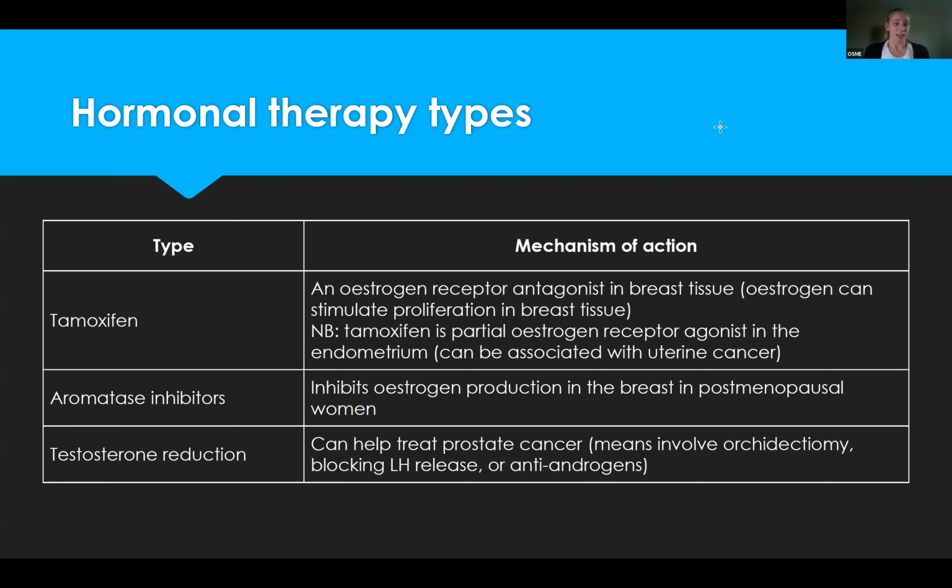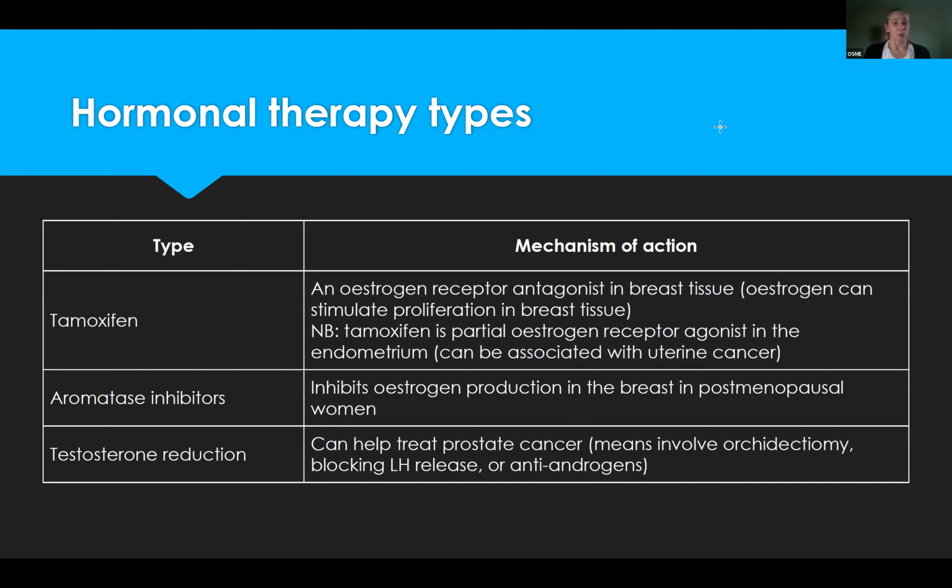Aromatase inhibitors are quite commonly used in postmenopausal women because after menopause, the aromatase pathway is the main pathway of creating estrogen, which is why it becomes more relevant, because when you block production of estrogen through this pathway, you can again treat breast cancer.